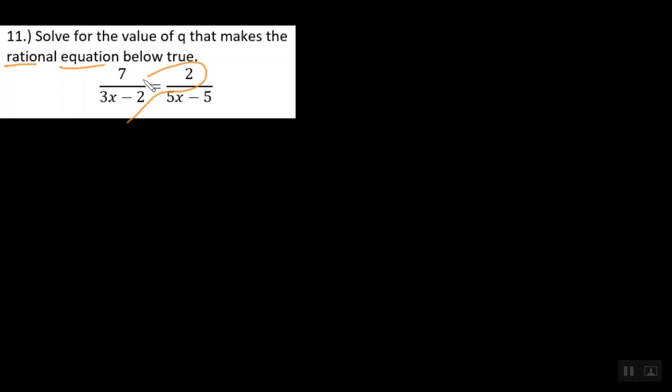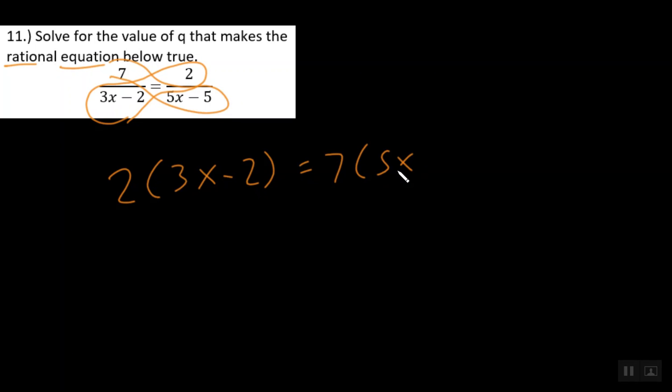You just want to do your cross multiplication or your butterfly method. So really we're saying, if we do 2 times 3x minus 2, and we set that equal to 7 times 5x minus 5, we can now solve for x fairly easily. I will leave you to solve for x. Alright, let's move on to example number 12.